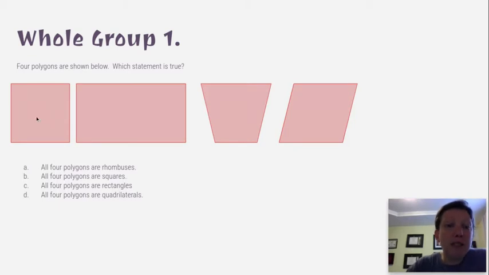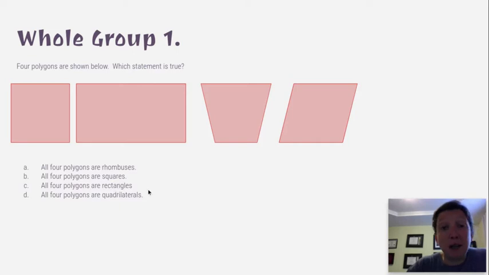Now we know that this one is a square, but is this a square? Because we know that a square also has, very good, 4 congruent sides. But this isn't a square, is it? No. So let's look at C.